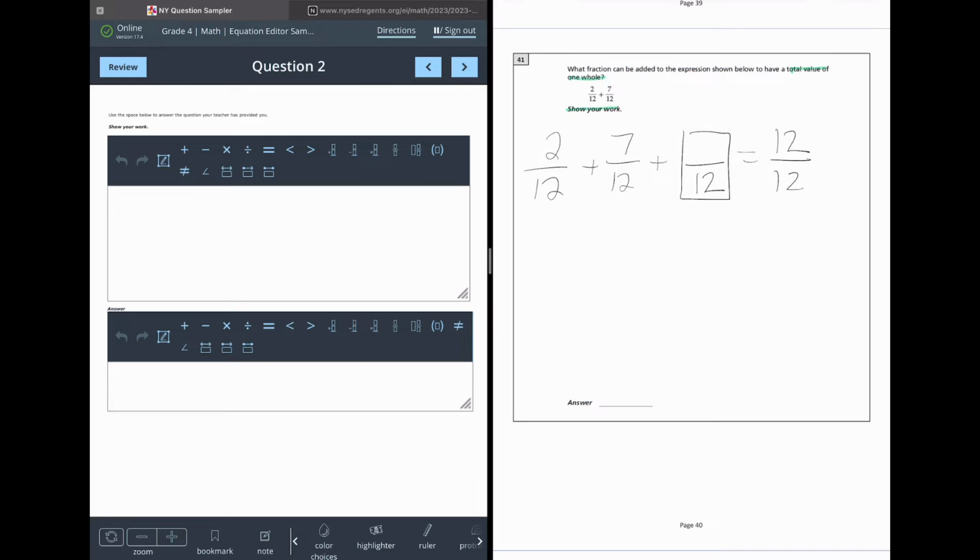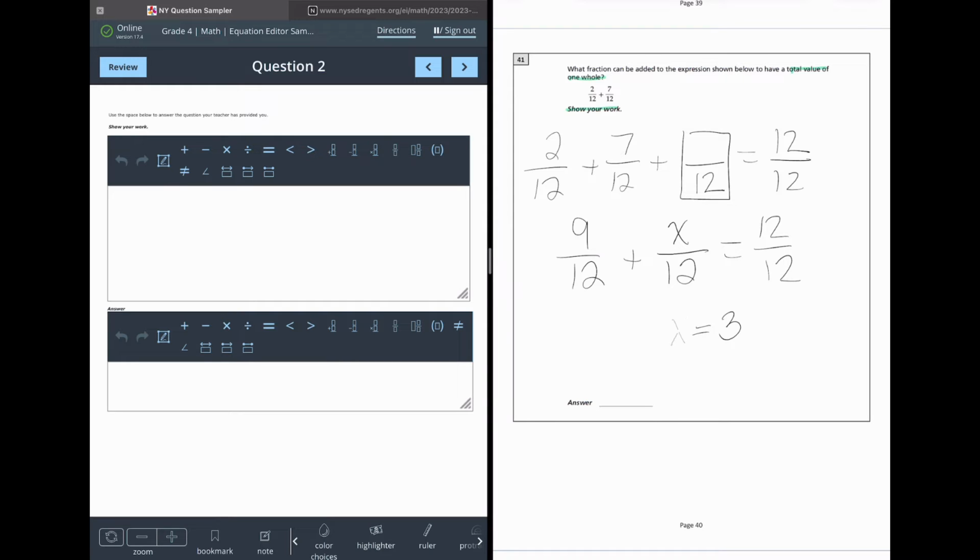Okay, now there are different ways you can solve this. You could just start by adding these two together. I'm going to do that. So I get 9 twelfths plus something over 12 gives me 12 over 12. And I can figure that out. It has to be 3 twelfths. I'm actually going to put an X here for a number I don't know. So X has to be that 3.